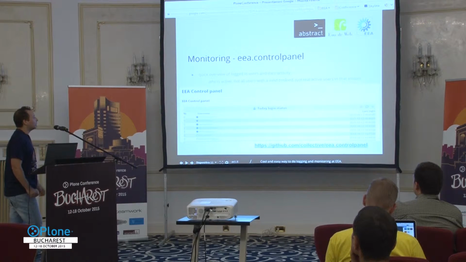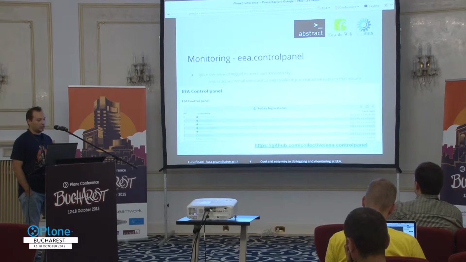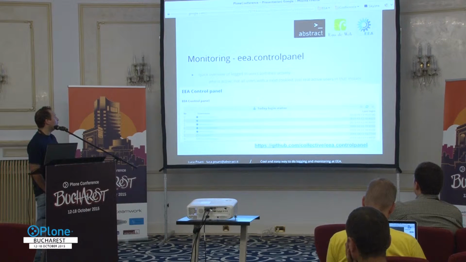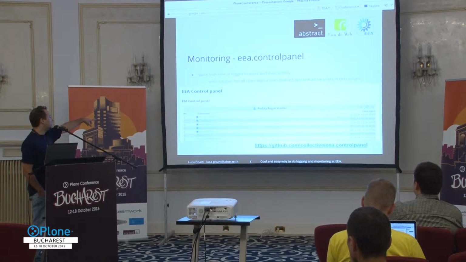The next tool is used to monitor which users are logged in and what they do: the EEA control panel. We have two principal panels. One panel is used to view the logged-in users, and you can identify which user is really active and which is not active with a different marker. A blue point is for active, empty for not active.